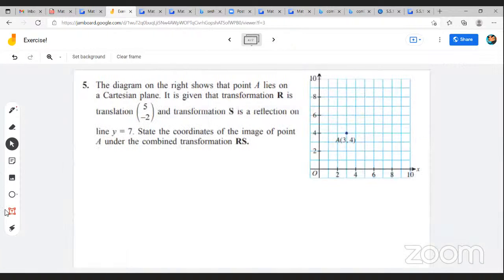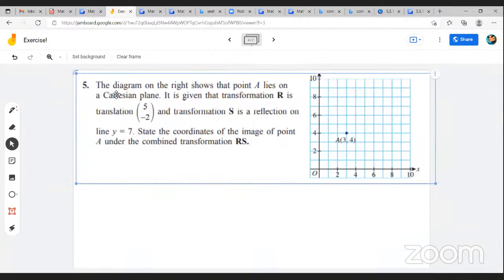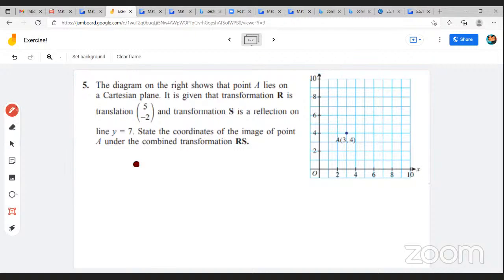So the diagram on the right shows that point A lies on the Cartesian plane. It is given that transformation R is translation (5, -2), and transformation S is a reflection on line y equals 7. State the coordinates of the image of point A under combined transformation RS. So we have combined transformation RS. So the first thing you need to do is, which one should go first, R or S? S. Yes, that's correct. Thank you, Hari.